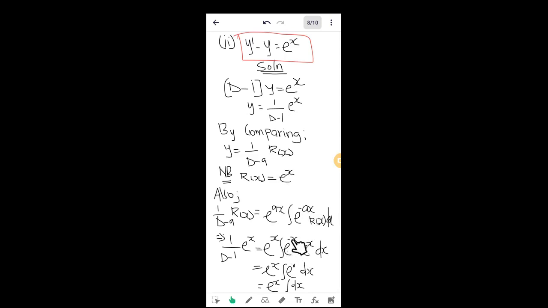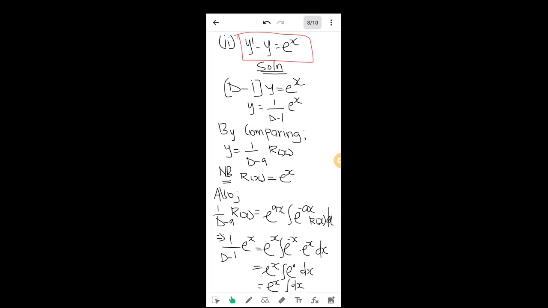And then my e exponent minus x, multiply e exponent x, you are going to get e exponent minus x plus x. You are going to get e exponent 0, because these are of the same base. When you multiply and they are of the same base, you choose one base, then you add the exponents. Minus x plus x is going to be 0. So I'm going to get e exponent 0 dx, and e exponent 0 is 1. So more or less, we are finding the integral of dx. Anytime you integrate dx, you are going to get x plus c.